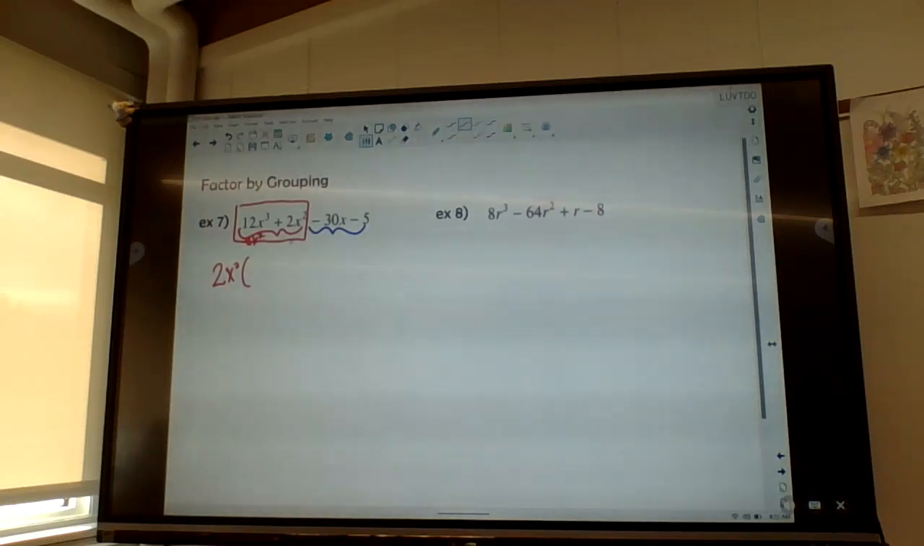And it helps to write that I'm doing that. I might write it underneath, kind of showing I'm dividing. So 12 divided by 2 is 6. X to the third over x is just going to be x. 2x squared and 2x squared is actually going to cancel, but I need to put a +1 as a placeholder.